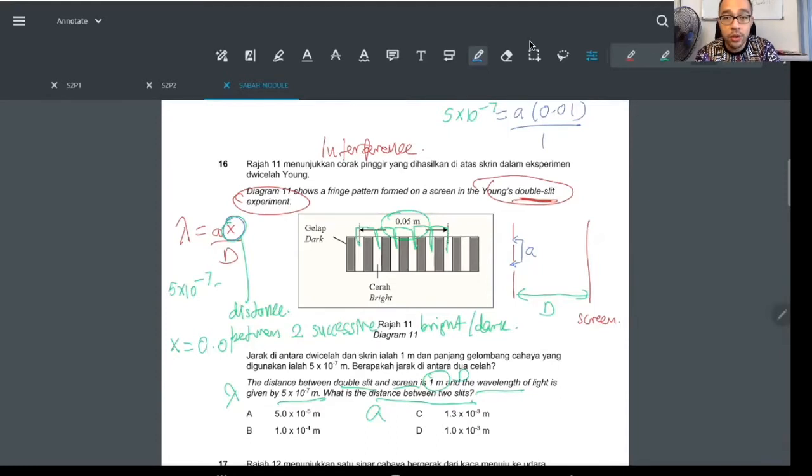Okay, so I think the answer is A. Is the answer A? Sorry. Yeah, the answer should be A, I think. 5 times 10 to the power of negative 7 divided by 0.01. Okay, the answer will be A. Yeah, somebody said yes. Okay, thank you.